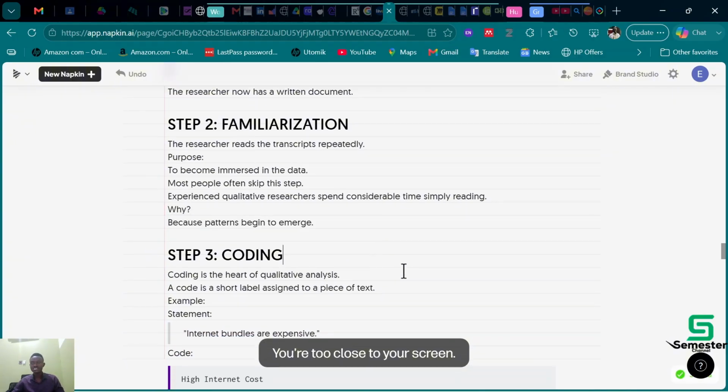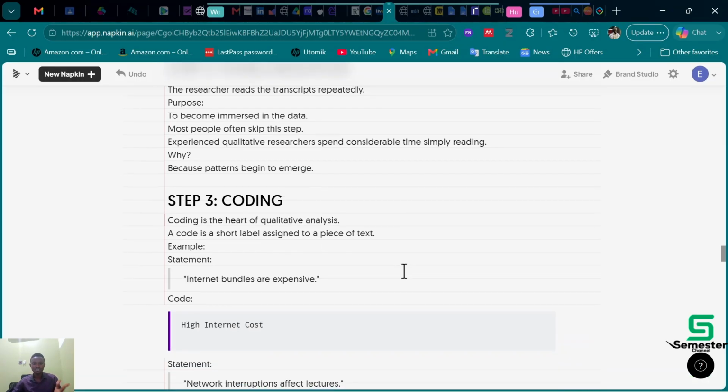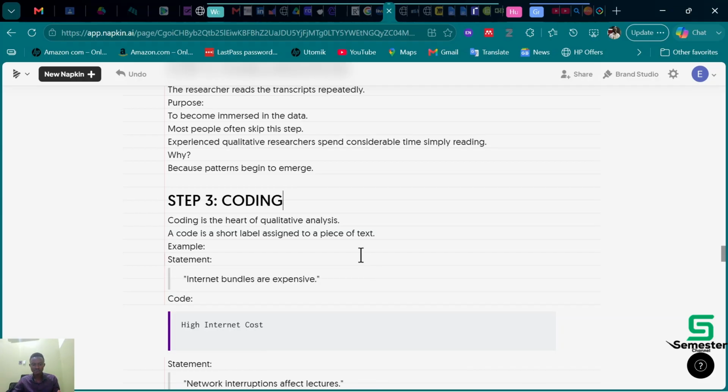Now, after you've seen these patterns emerging, you have to code the patterns that you are seeing. Coding is the heart of qualitative analysis, because codes are like tags or labels that you assign to a piece of text or a phrase. So for example, the student gave the statement, internet bundles are expensive. What does it mean? It means that there's high cost of internet. So you attach a code to it, and the code is high internet cost.